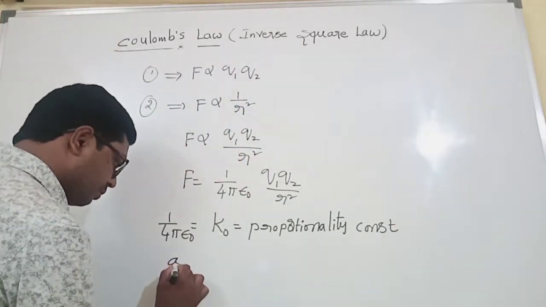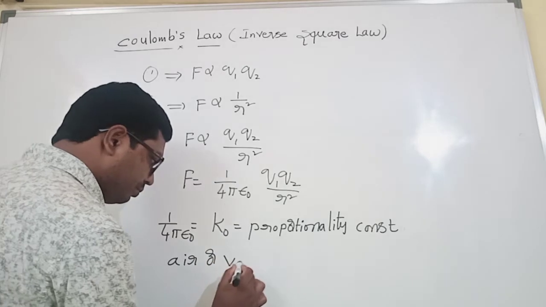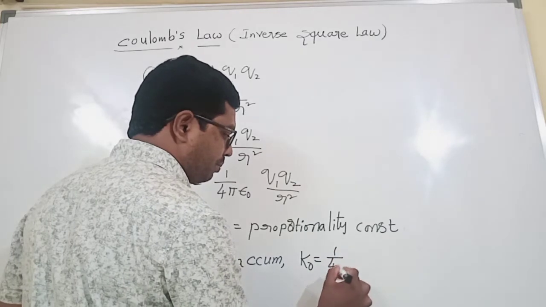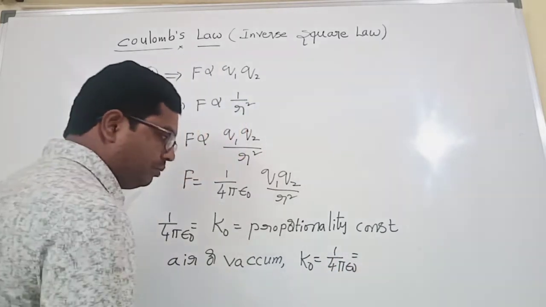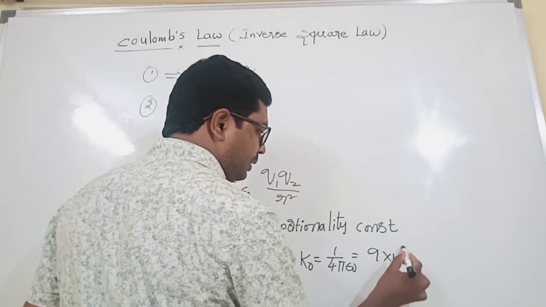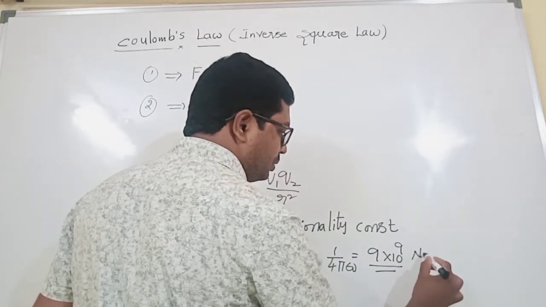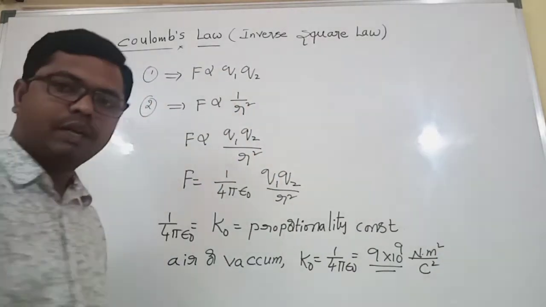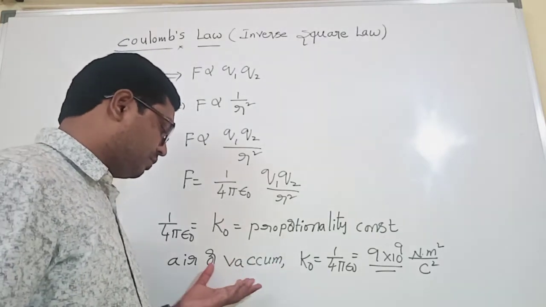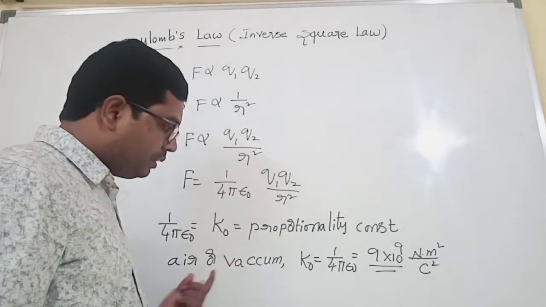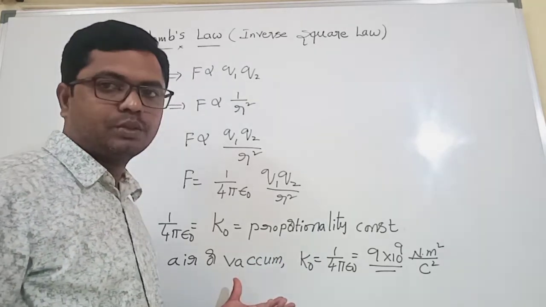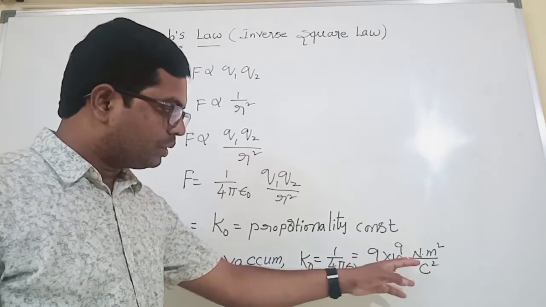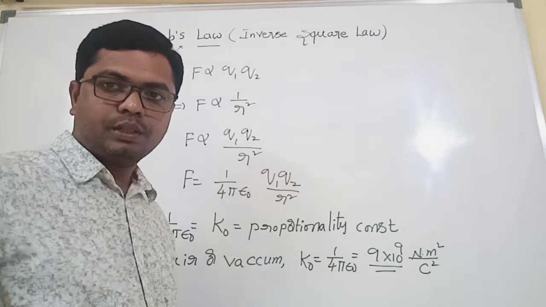So for air or vacuum, K naught is equal to 1 by 4 pi epsilon naught is equal to 9 into 10 to the power of 9. The units are Newton meter square by coulomb square. This is the K value for the space or for the vacuum or the air. That is K naught. Sometimes we use the space also. 1 by 4 pi epsilon naught is equal to 9 into 10 to the power of 9 Newton meter square by coulomb square. That is the K naught.